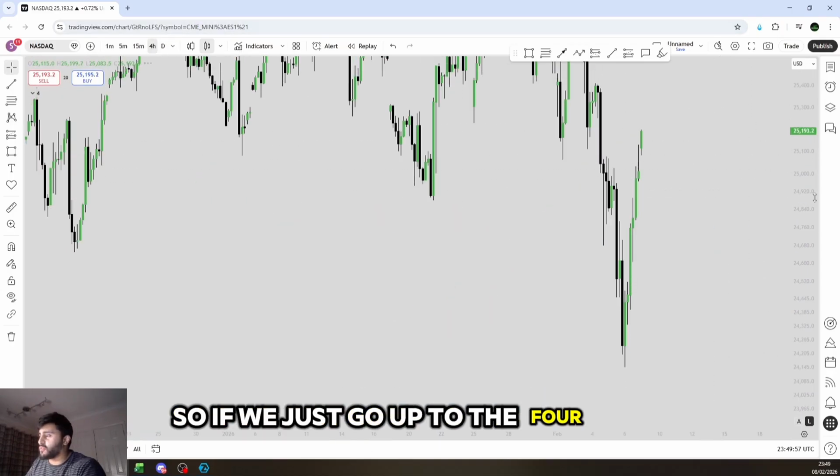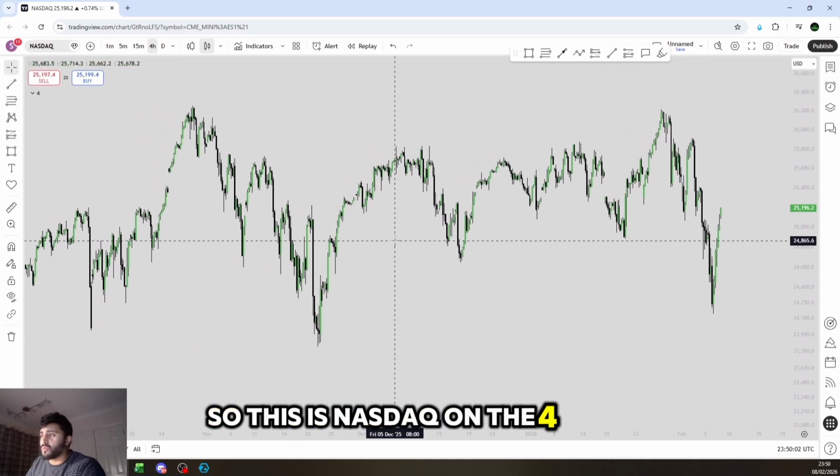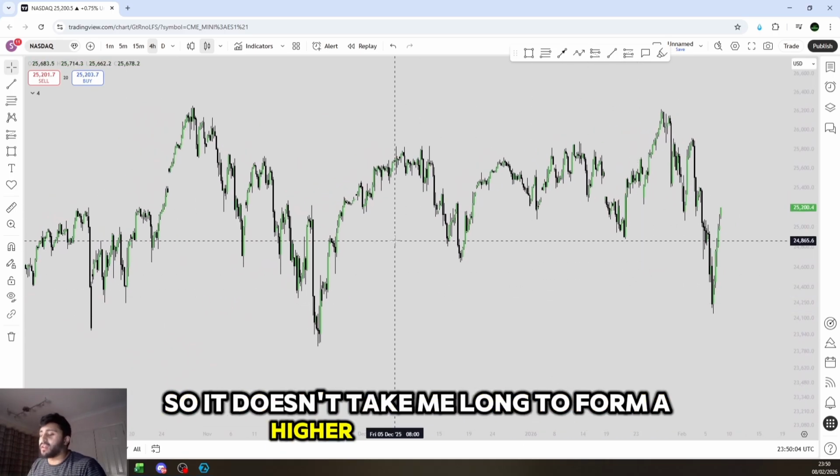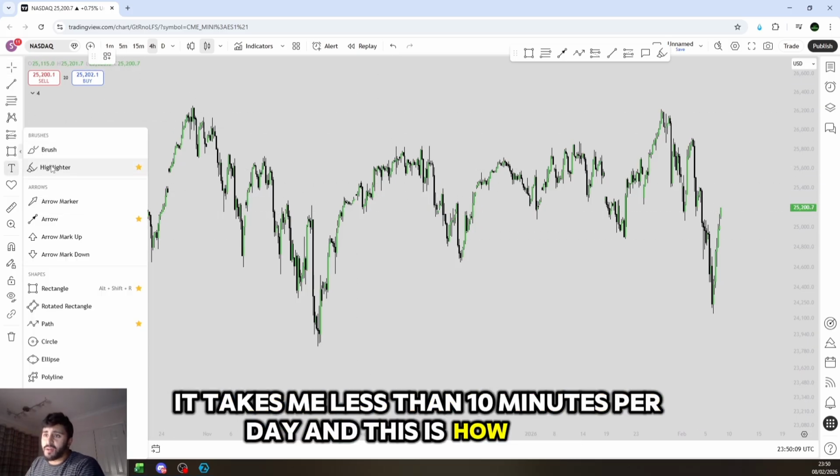So if we just go up to the 4-hour. Now, on the 4-hour, let's zoom all the way out, right? So this is NASDAQ on the 4-hour. So it doesn't take me long to form a higher time frame bias. In fact, it takes me less than 10 minutes per day. And this is how I do it.